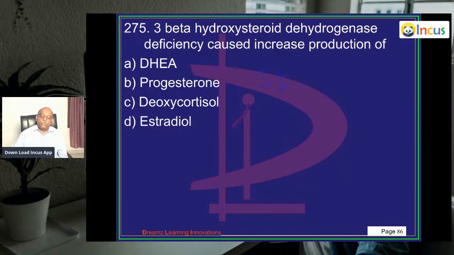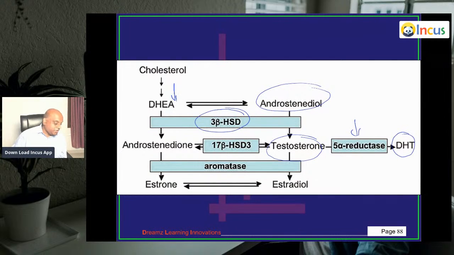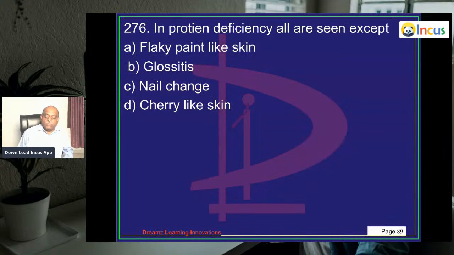3-beta hydroxysteroid dehydrogenase deficiency. What does it lead to? Typically, it leads to increased levels of DHEA, dehydroepiandrosterone. So cholesterol becomes DHEA, DHEA becomes androstenediol, which is controlled by 3-beta HSD. Androstenediol converts into testosterone. By the action of 5-alpha reductase, it becomes dihydrotestosterone, and testosterone becomes estradiol by the action of the aromatase. So all these enzymes, you have to be very sure about it.